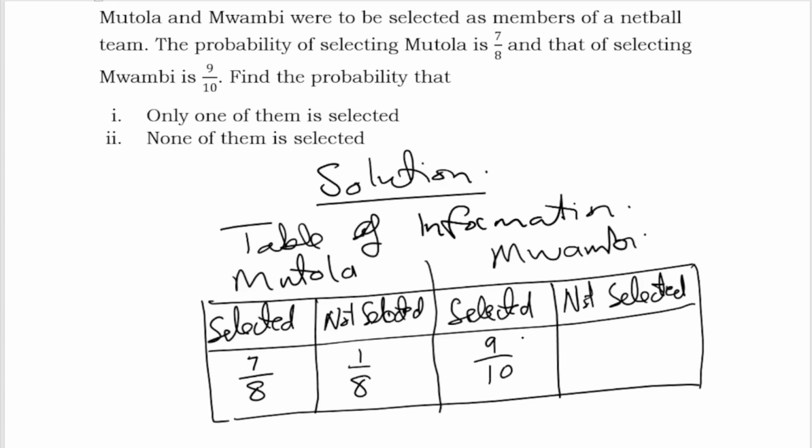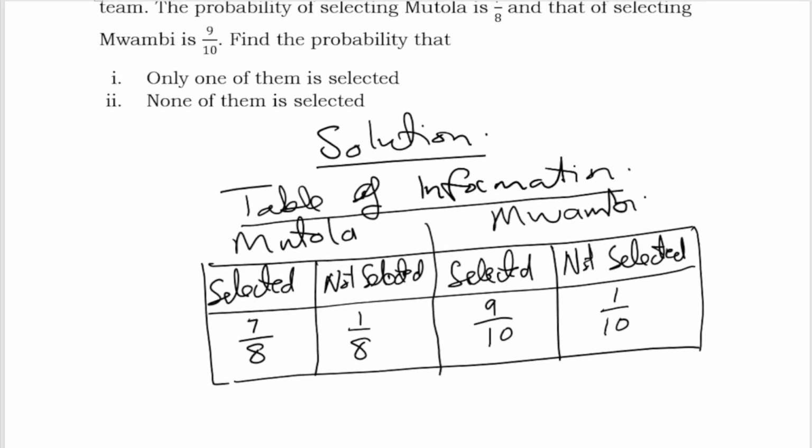The same applies to Mwambi. The probability of being selected is 9 over 10. The denominator is 10 and then 9, so there is 1 less, meaning the probability of not being selected is 1 over 10. So this is what I call a table of information, and I'm going to use this now to answer the question.